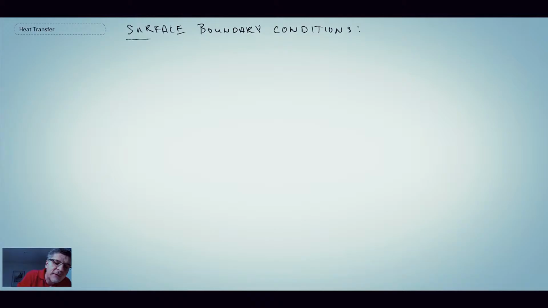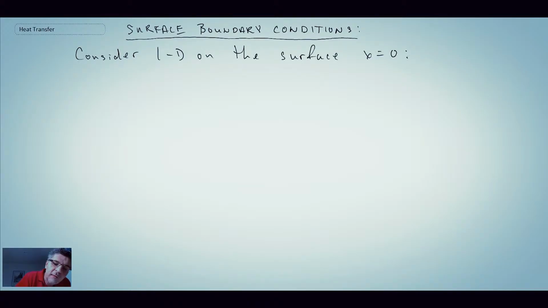It's with these boundary conditions that we're then able to solve with the heat diffusion equation for the temperature inside of an object. In all of the cases we're going to look at, we're going to consider a one-dimensional object or surface. So we're going to look at a 1D object, and we're going to assume that the surface is at x equals 0.